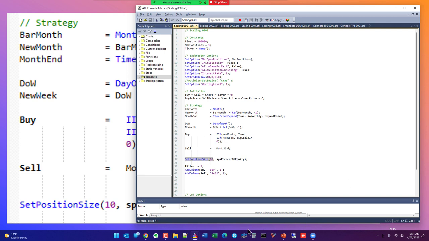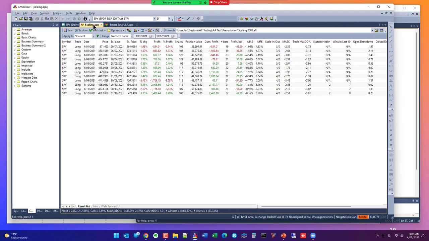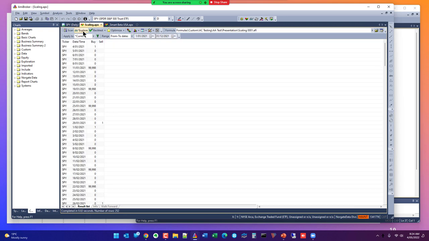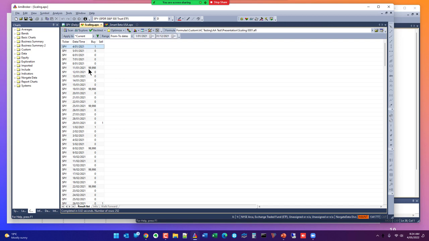So let's have a look at what that looks like. If we go to the interface here, so here's my formula. If I run an explore on this, just to go back a step, you'll see my explore code down here, which just looks at the buy and the sell arrays. So on the buy side, you can see here on the first trading day of the month, buy is equal to 1. So that's our initial entry.